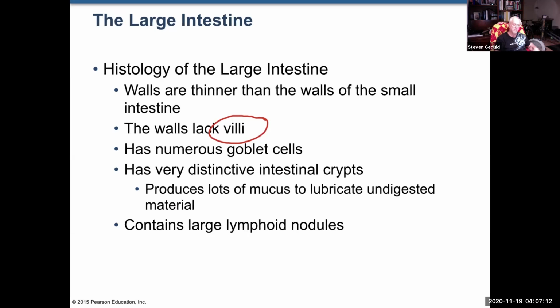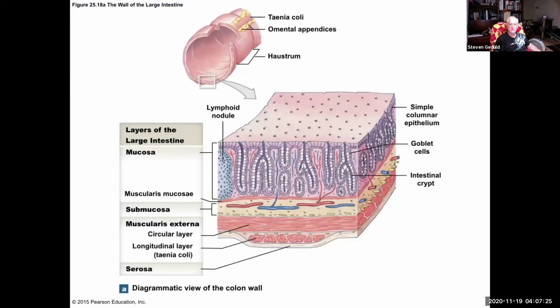And it contains large lymphoid nodules. Again, this is all undigested stuff. That's where your bacteria is going to be. So that's where your lymph nodes are going to be, to help prevent that from entering your bloodstream. So here's going through the colon.